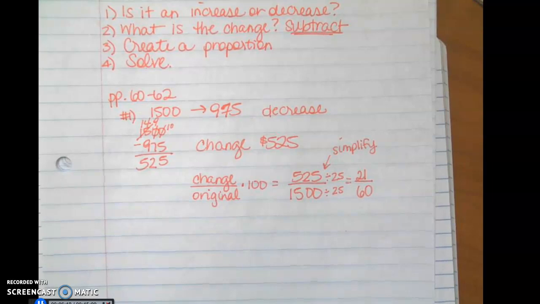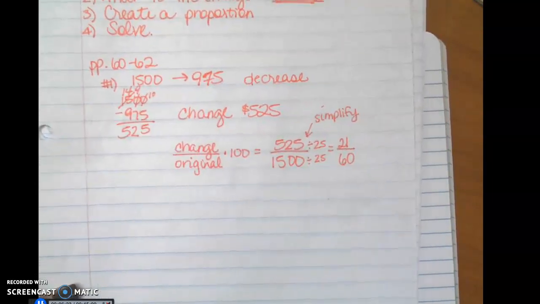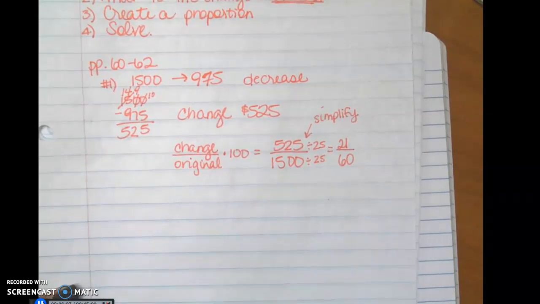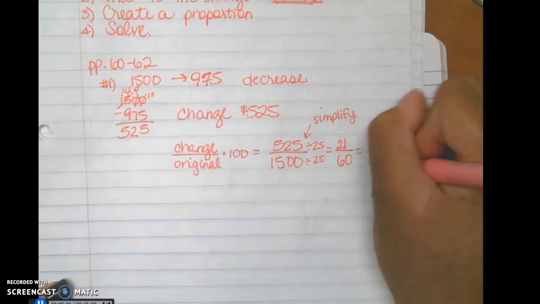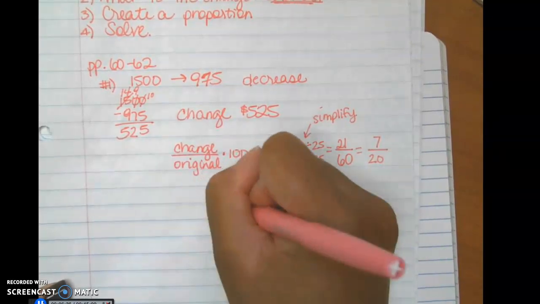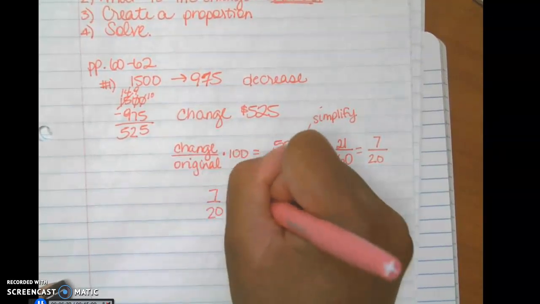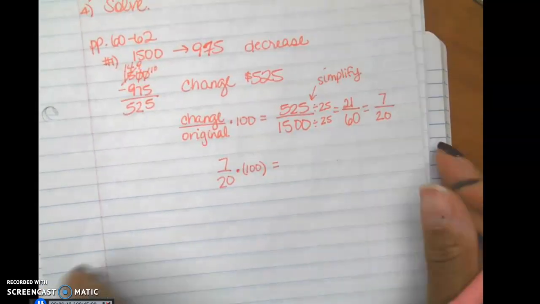Absolutely. By what number? You need to think. By 3. Good. How many times does 3 go into 21? And how many times does it go into 60? 7/20. So now I have 7/20 times 100. What is 7/20 as a decimal? Who in and who out?